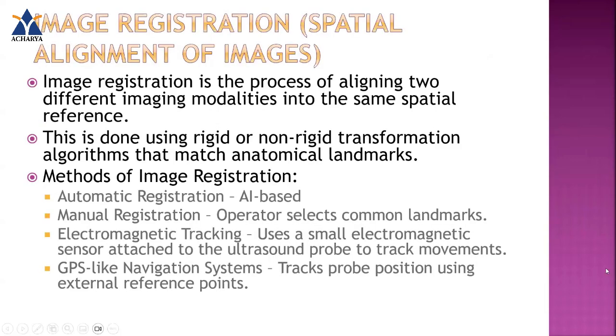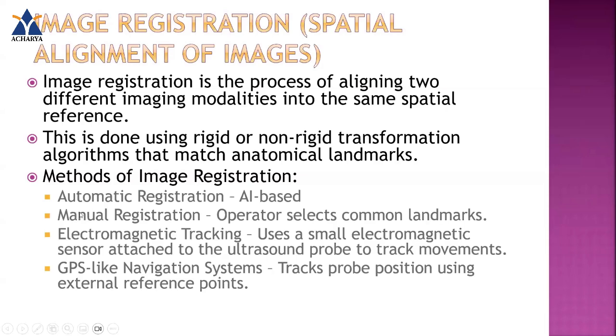In the second step, image registration. What is image registration? It is the process of aligning two different imaging modalities into the same spatial reference. It means we are giving the correct position. This is done by using rigid and non-rigid transformation algorithms. Now, there are four types of registration.